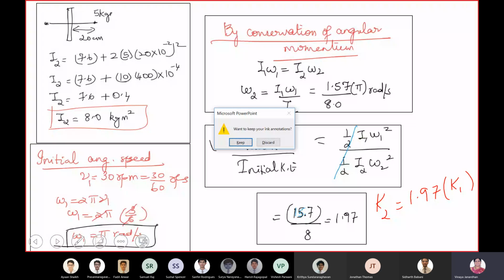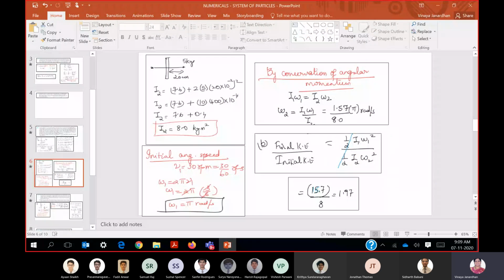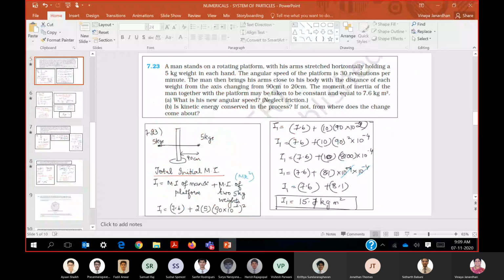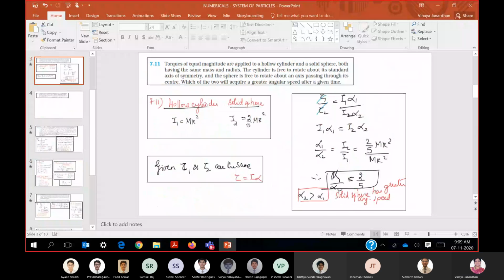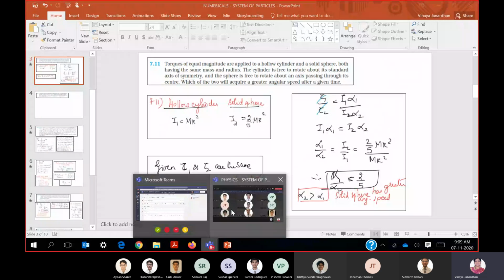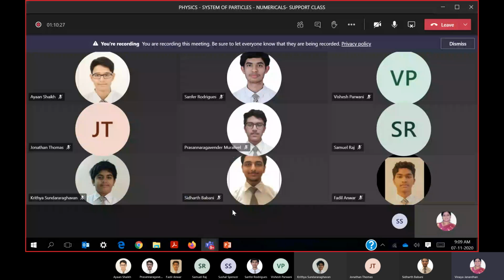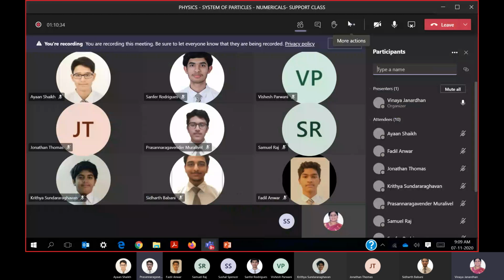So hardly we have done 3 numericals. Okay, fine. You would have got an idea how to solve some numericals in this chapter. So you have your textbook. When you are free, just solve other numericals also, boys. Okay. So I'll stop.